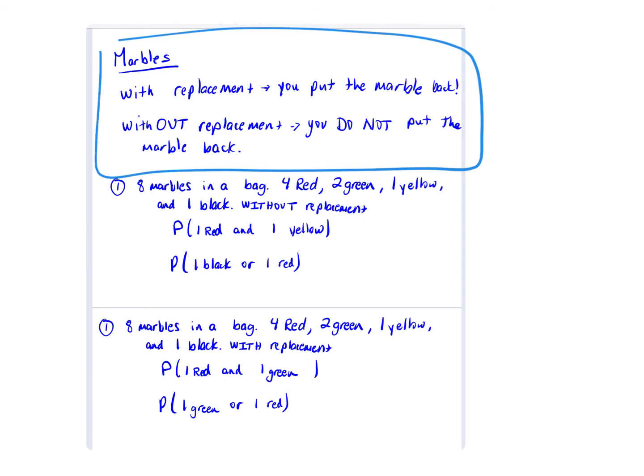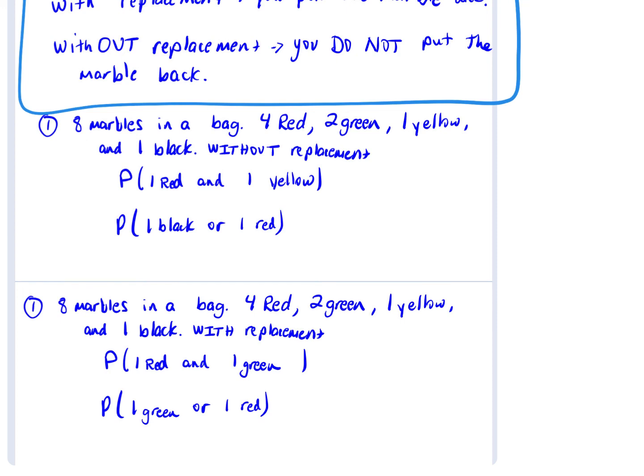So let's look at number 1. We have 8 marbles in a bag: 4 red, 2 green, 1 yellow, and 1 black. Without replacement, what's the probability that we have 1 red and 1 yellow? So without replacement means that we are not putting it back in the bag. So at first, we have 8 marbles in the bag. What is the probability that we take one out and get a red marble?